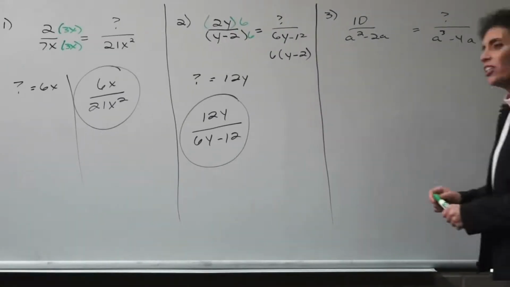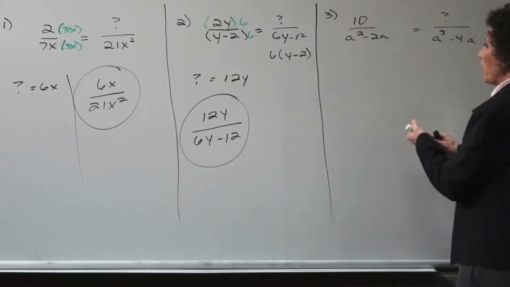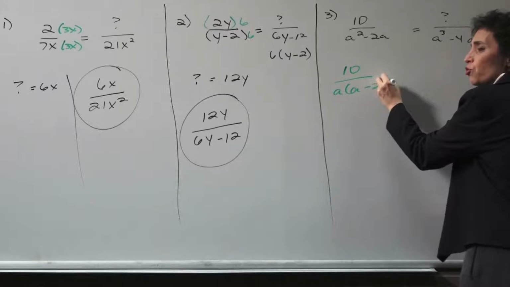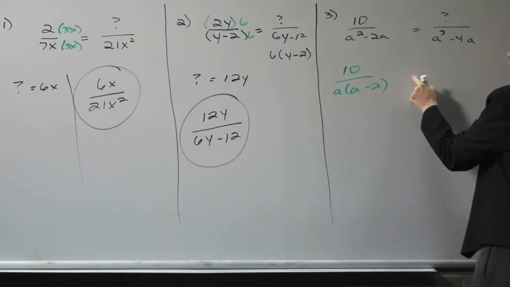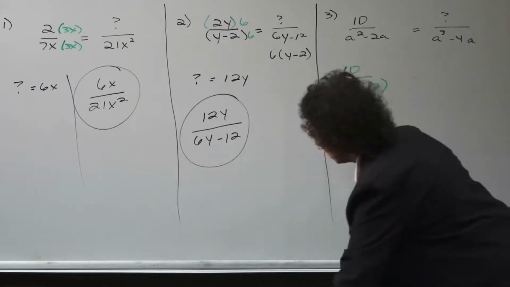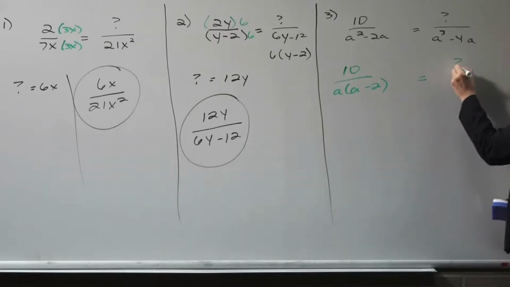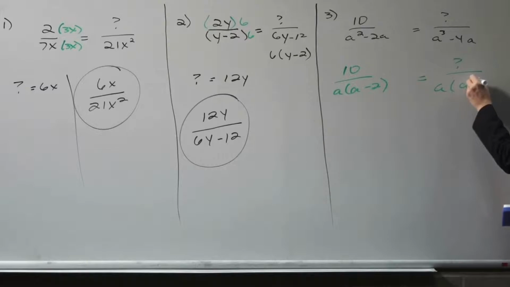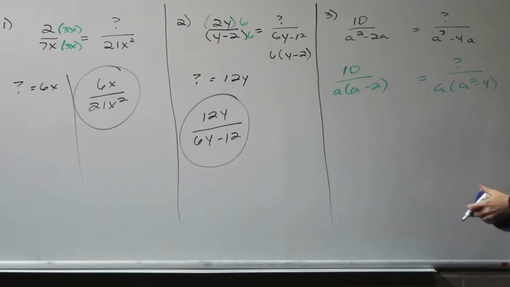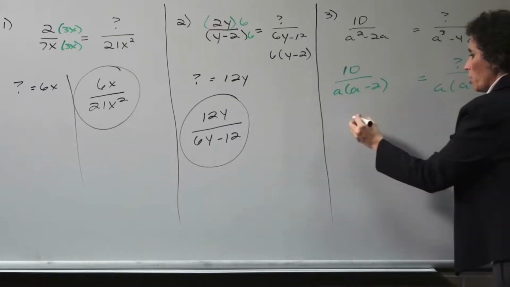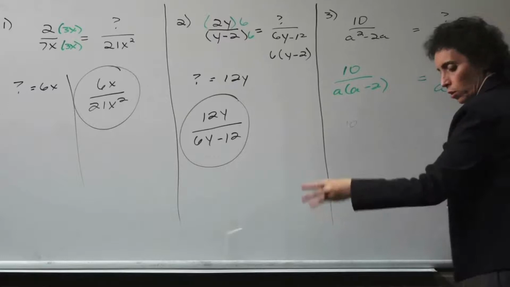All right, let's take a look at this very last one. We're going to factor this. This is 10 over, taking an a, we get a minus 2. Okay? Here, I want to leave myself some room here. Equals question mark. I'm going to take an a again, and I get a squared minus 4. Now we have the difference of 2 squares. Okay, so let's deal with that. So I'm going to finish factoring this. So I got 10 over, that's the bad one again.